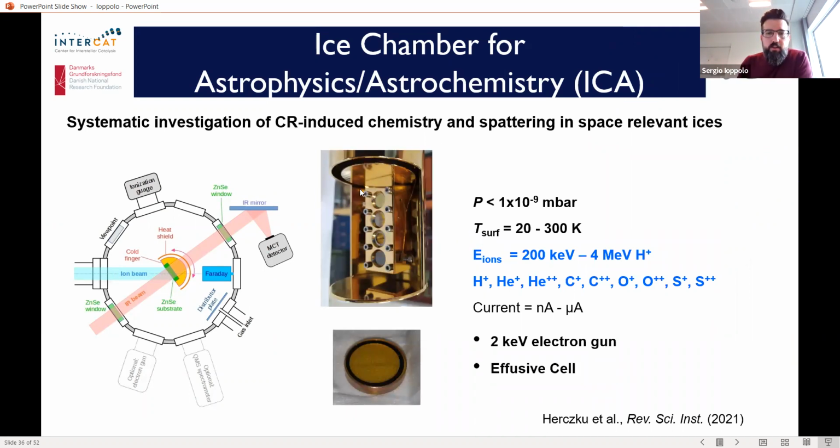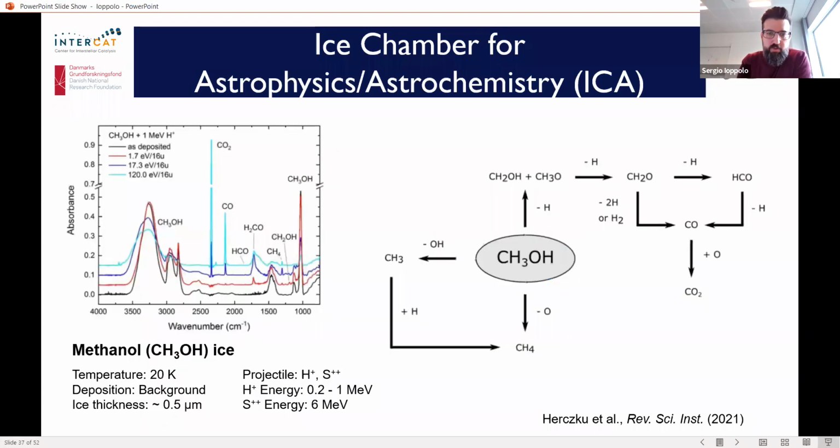And the unique capability of this setup is that we have 4 windows that we can use to do systematic work. So we can use the Tandetron facility to use different ions or investigate different energies within a single ice deposition. So having exactly the same conditions, we can investigate the processing of the ice as a function of these parameters in a much more controlled and systematic way than was ever possible before.